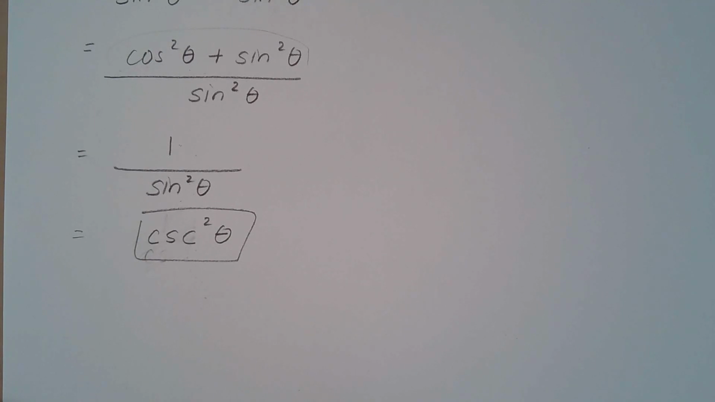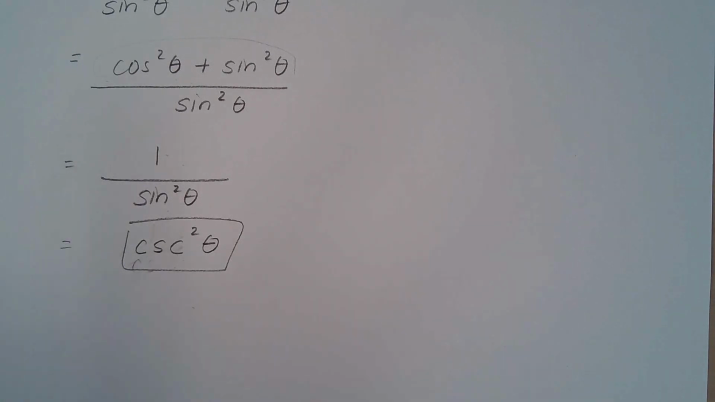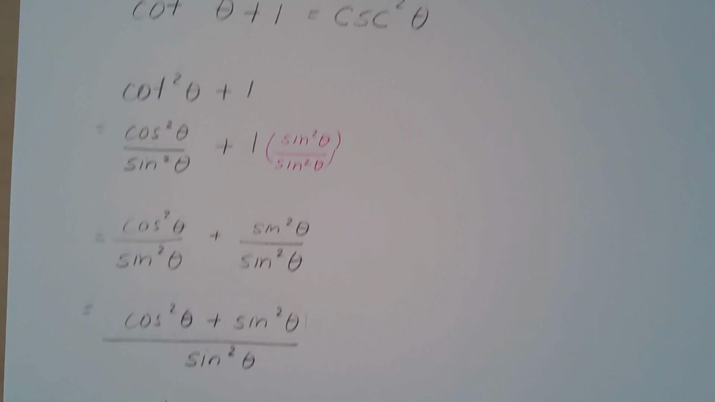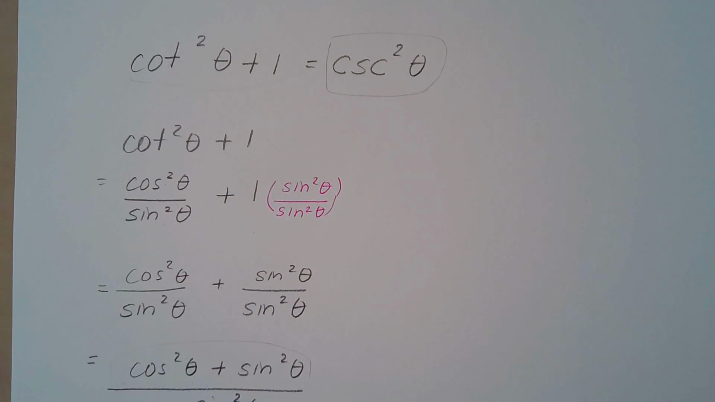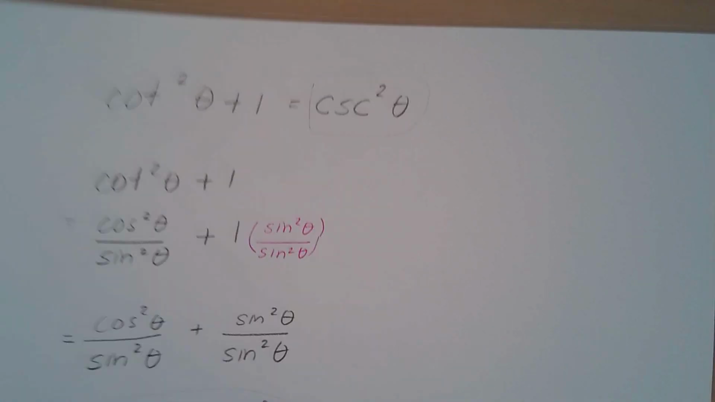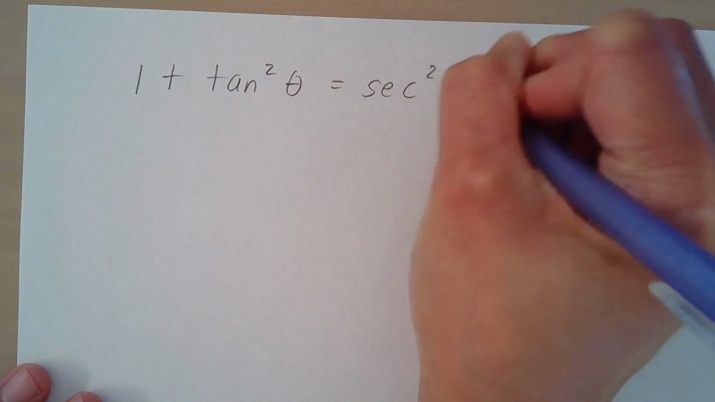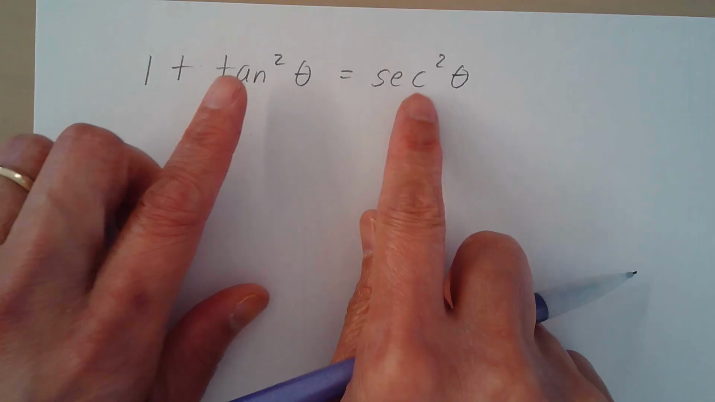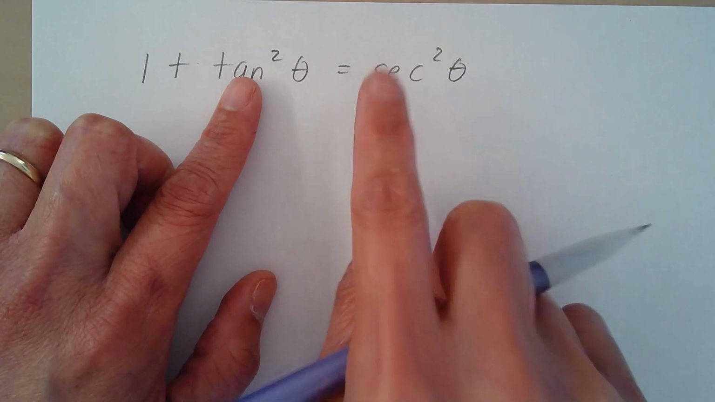Okay, so that's why it's called an identity, because although you started with something different, you simplify it further or work it out, and it's basically the same thing. Now let's try the other one: 1 plus tan squared theta equals secant squared theta. So how can we show that these two are exactly the same thing? How can we show that this is really secant squared theta?